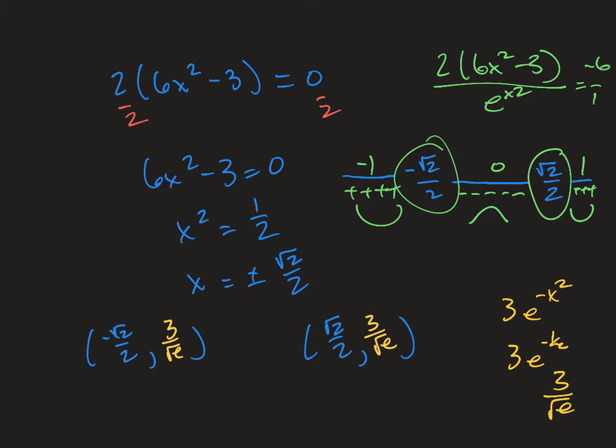So if you're writing these out as exact values, you want negative square root of 2 over 2, comma, 3 over the square root of e, and square root of 2 over 2, comma, 3 over the square root of e. This is how you find these things algebraically.